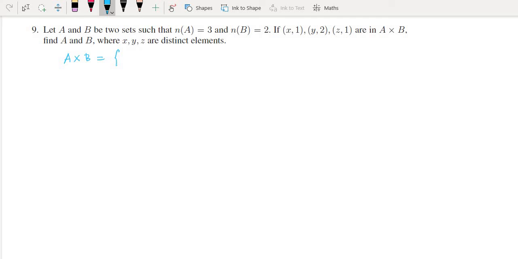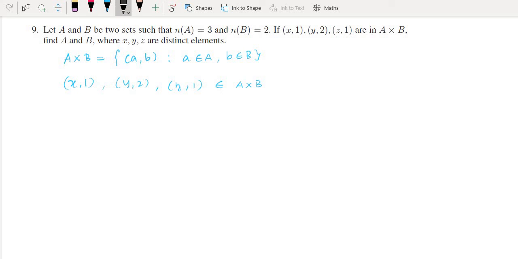Cartesian product of two sets A and B is nothing but the collection of all elements which are of the form (a, b) such that a is an element of our set A and b is an element of our set B. So what we can conclude here is, if we have an ordered pair, something comma another thing, that something is an element of the first set and the other thing is an element of the second set. So as we have (x, 1), (y, 2) and (z, 1) are the elements of A cross B.